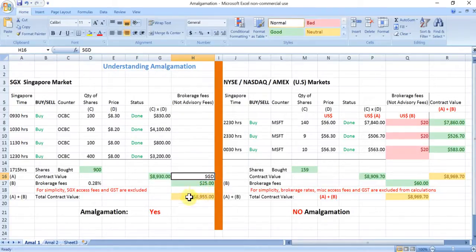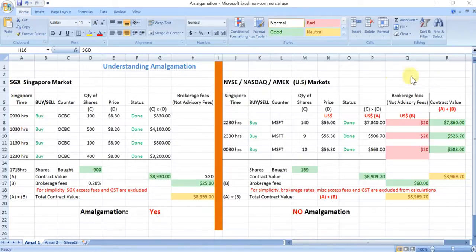is then determined. In this example, the investor only incurred a mere $25 of brokerage fees for the 4 transactions he did on the same trading day. So this is regarded as one trade, and in this instance, this is known as amalgamation. Do take note that to simplify understanding, we have excluded all the various miscellaneous fees as they are often very negligible in value. So in the Singapore market, we call this an amalgamation.